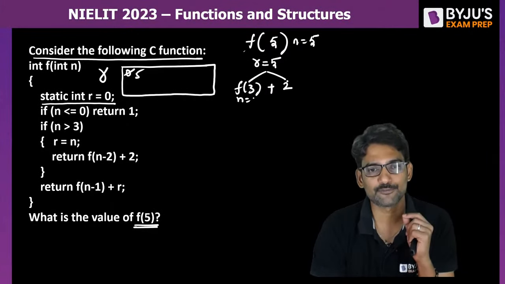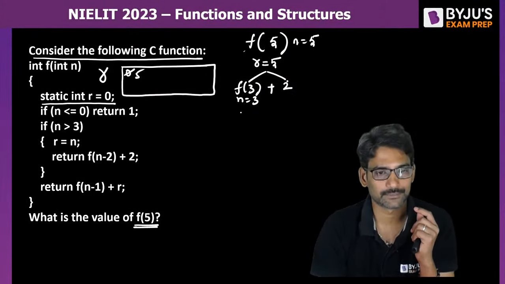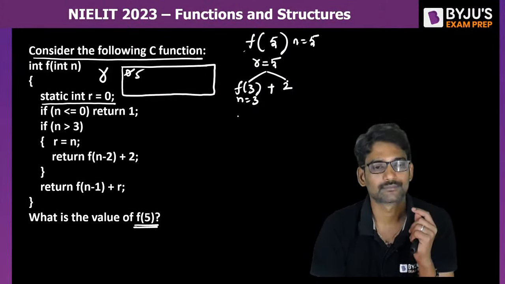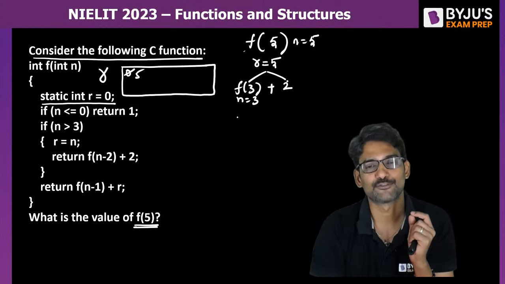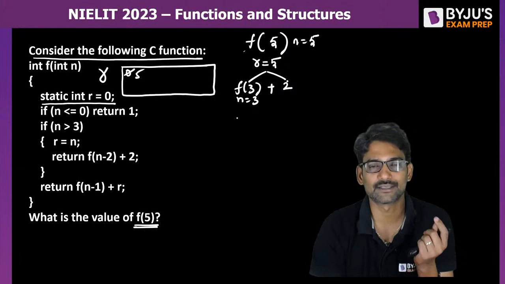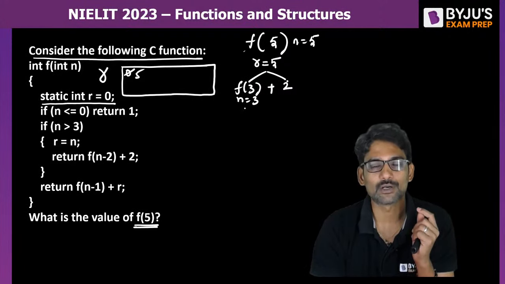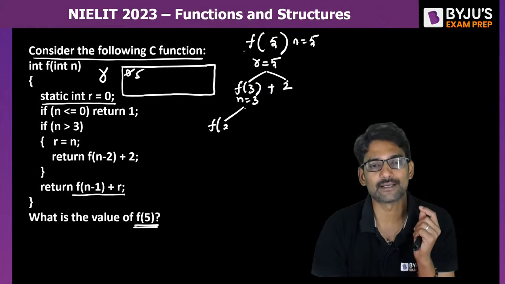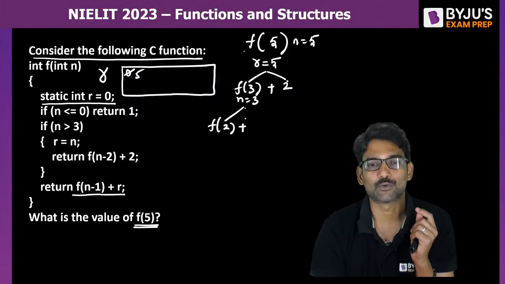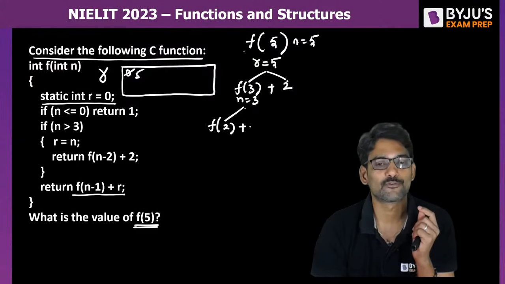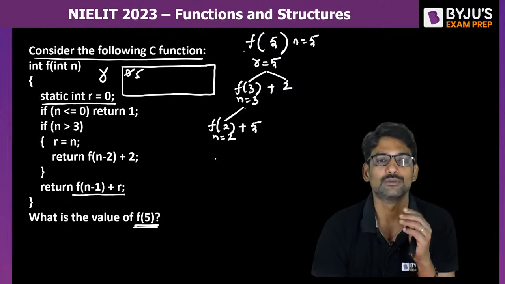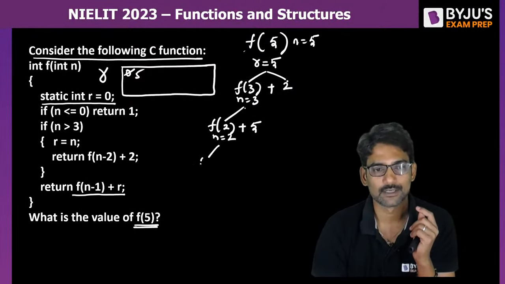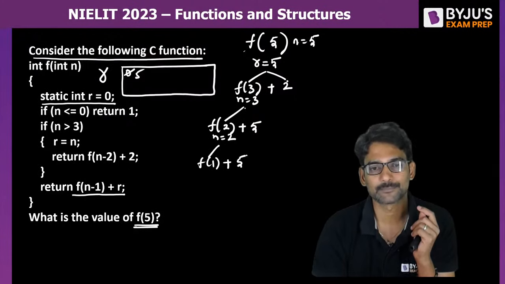And what is f of 3? 3 greater than 3. False, no? 3 greater than 3 is false. So what will be executed? Out of if will be executed. So, f of 3 minus 1, 2 plus r. What is r value? 5. And what is f of 2? 2 greater than 3 is also false. So, f of 1 plus r.